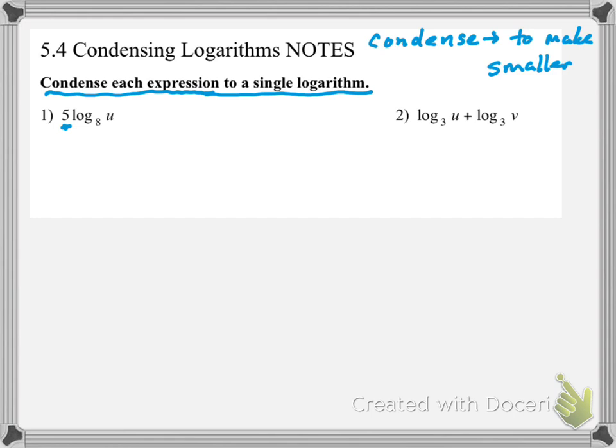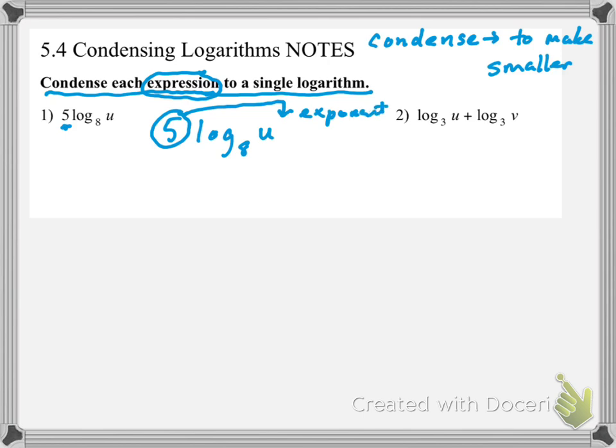Well, the property is this, okay? So here's what we're going to do. So we have 5 times log base 8 of u. So if it's just an expression, see how it's an expression, not an equation? We're going to take this 5 and we are going to make it an exponent. So now our answer is log base 8 of u to the 5th power.